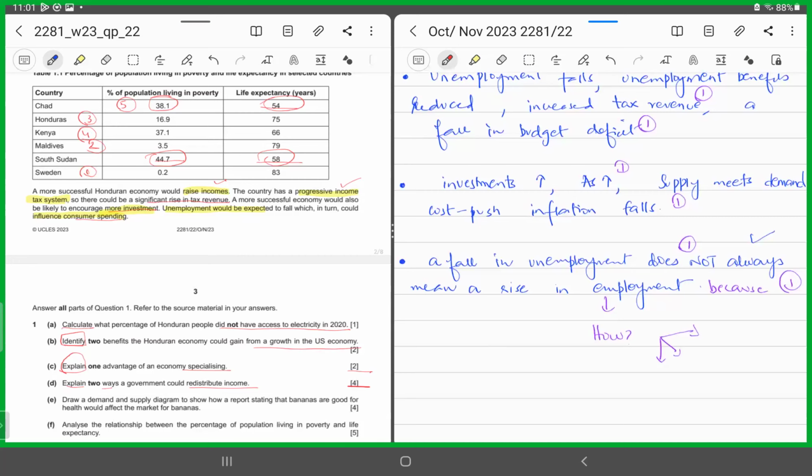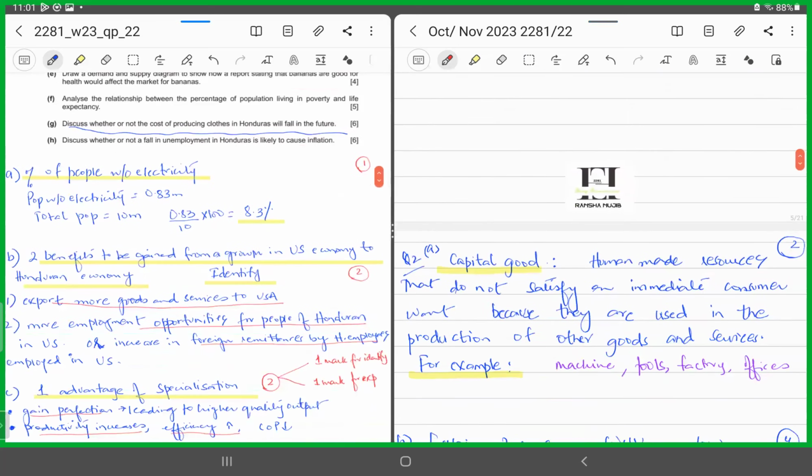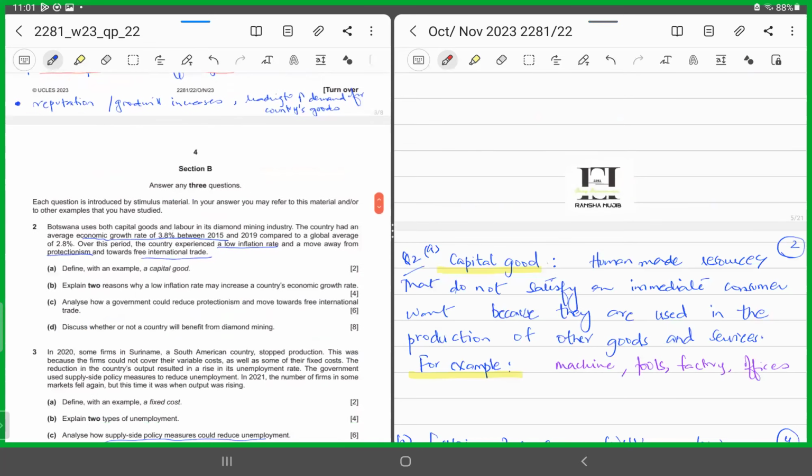All right, let's move towards section 2. Section 2 carries 4 questions, out of which you need to answer any 3, 20 marks for each question, and 30 minutes max to be spent in answering each question in section B. All right, let's read the first question.